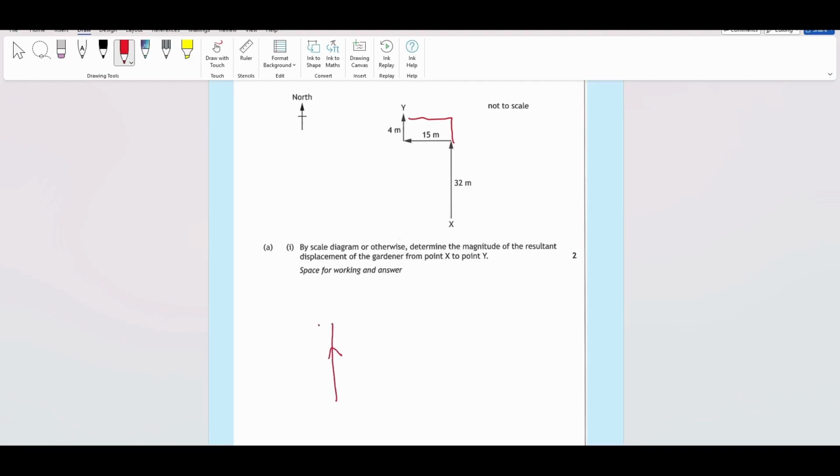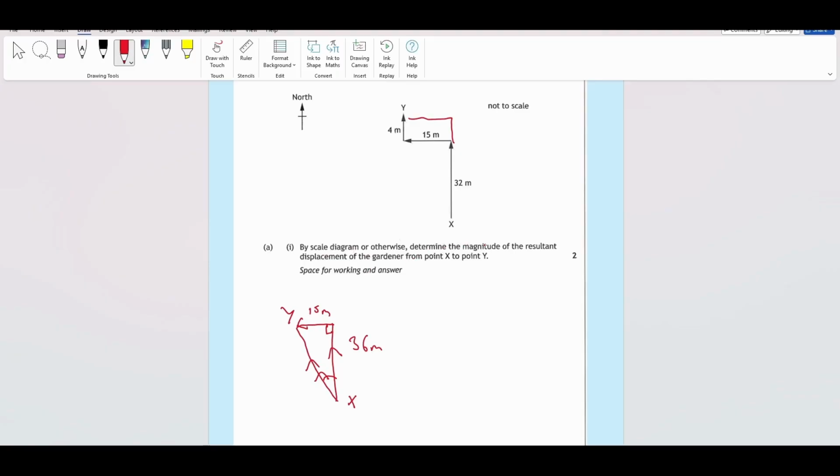I'm going to put an arrow to mark my vector, and I'm going to make this 36 meters as this is the total distance he's traveled straight. And then we're going to go left 15 meters, and then we're going to put a resultant vector from the start to this. So this is point X here and this is point Y. And then we put a resultant vector with two arrows indicating that this is the displacement. And then this is a right angle here. This is your angle.